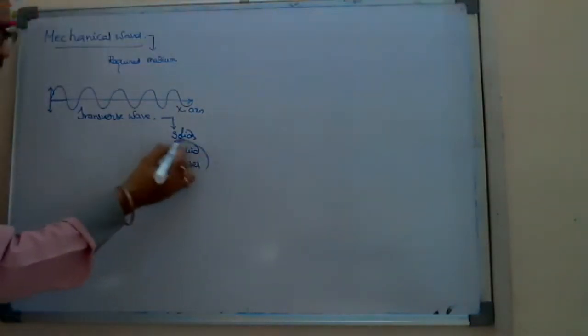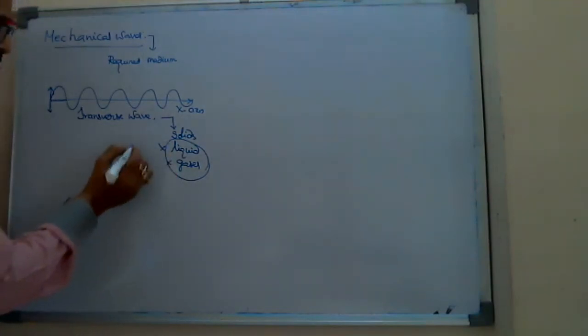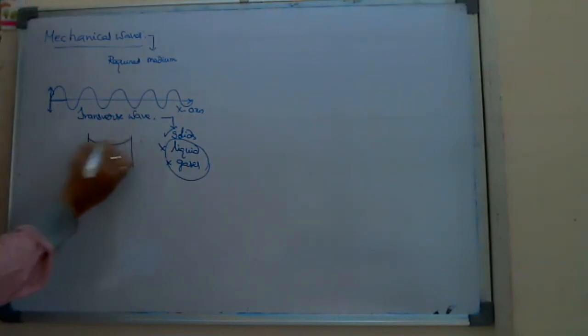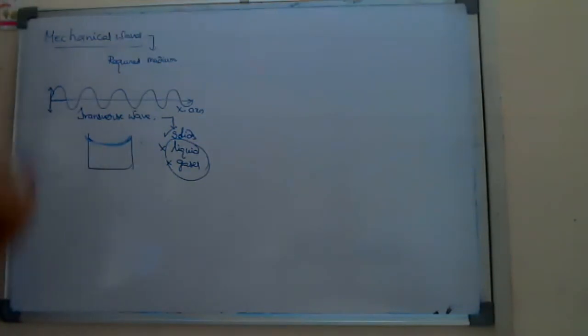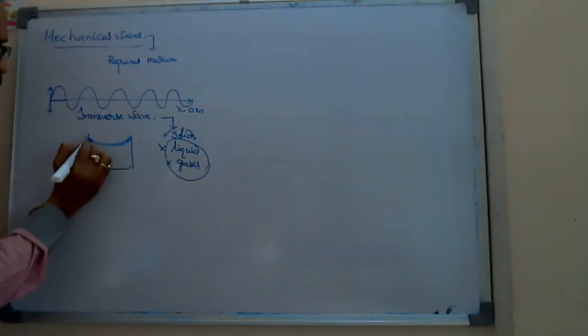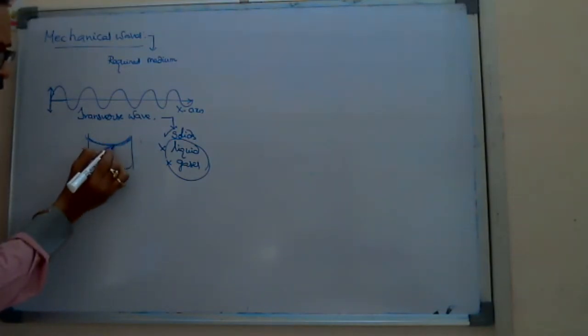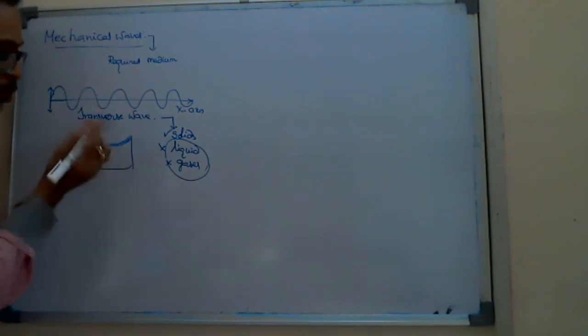Why? Because in liquids and gases, the force of attraction between the molecules will be less. But there is a little bit of a phenomenon here. What is that? Formed in solids, but in liquids, due to the property of surface tension, what happens? The force of attraction between the molecules at the surface will be strong due to surface tension. So not inside the liquid, but at the surface, the force of attraction is strong, so the transverse waves you can produce at the surface.